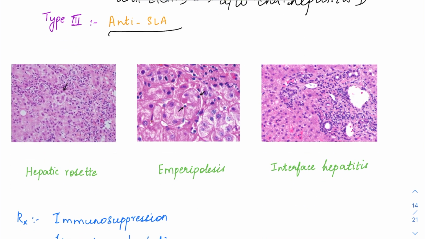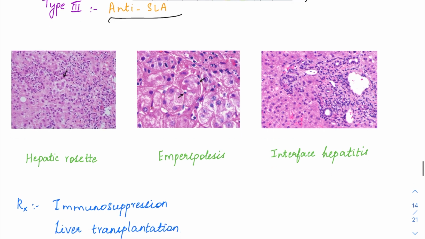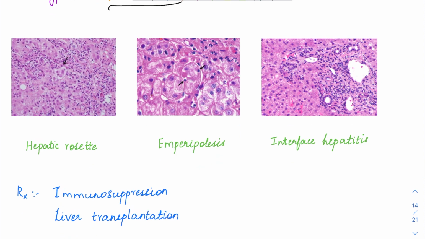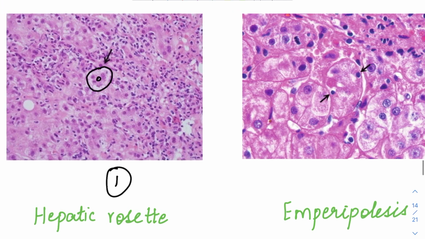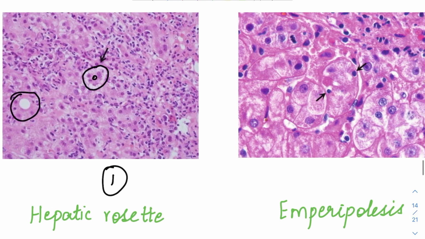So we have a constellation of microscopic features which are quite diagnostic for autoimmune hepatitis. So we use a scoring system for diagnosing autoimmune hepatitis. Out of that, one of the scores is given to the microscopic feature. So listen to the microscopic features carefully. The first feature on microscopy will be hepatic rosettes. In this, if you see, the hepatocytes are arranged in the form of a rosette, like a garland, arranged around a central lumen. So this kind of hepatic rosette formation will be there.